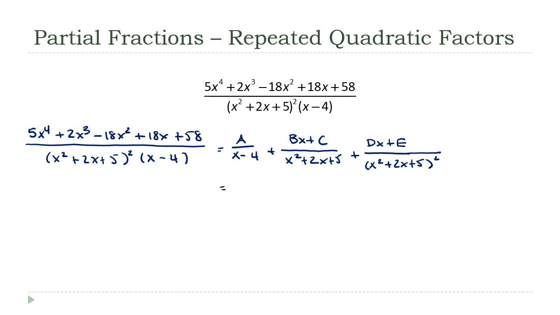This would be 2 over x minus 4 plus 3x over x squared plus 2x plus 5. So C came out being equal to 0 here. Plus negative x minus 2 over x squared plus 2x plus 5 squared. Okay, so as a practical matter, this is as high as I would ever go in a calculus class, right? And sorry, I'm getting a little ahead of myself.